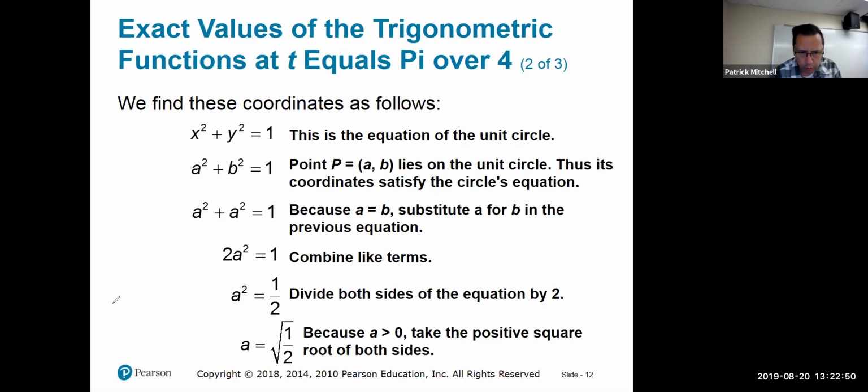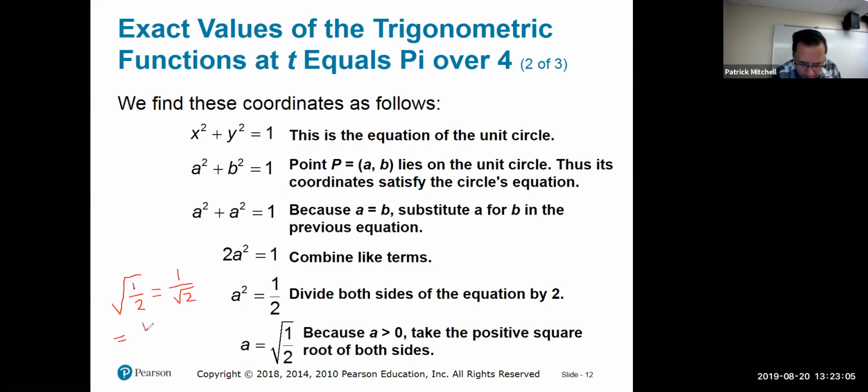So we have the square root of 1/2, which is the same thing as 1 over the square root of 2. That's using the quotient property of radicals. To rationalize the denominator, I'm going to multiply the top and the bottom by the square root of 2.